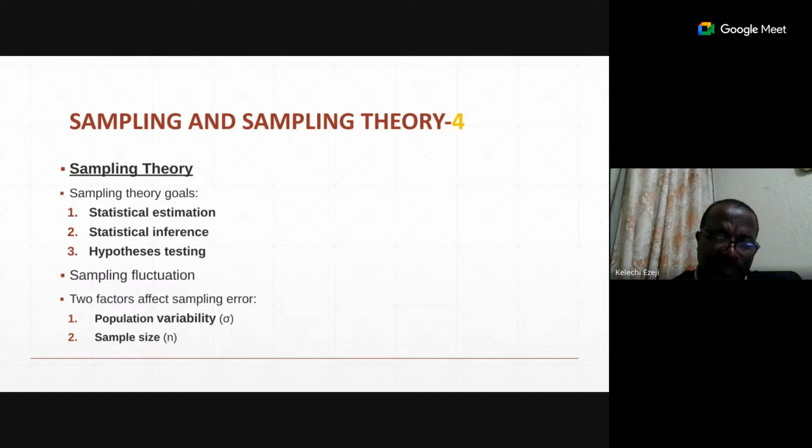Okay, to further clarify the foundations of correct sampling, we discuss sampling fluctuation. Because every human activity is prone to error, this also occurs in research, and so there's an effort to calculate the amount of error introduced in a statistic that is derived from a sample. Statisticians have long had this issue. They've tried to work out mathematically how much error is likely to occur as a result of our effort in sampling and the research process.